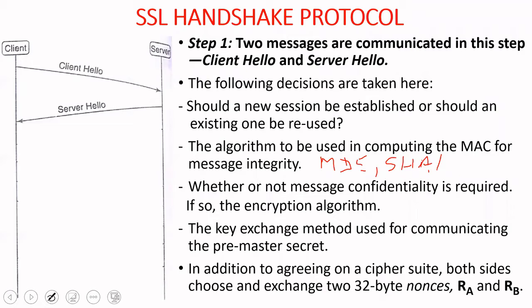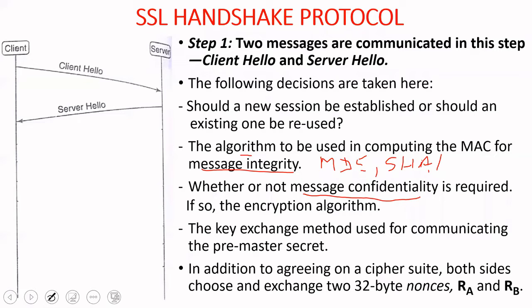Next, it has to decide whether or not message confidentiality is required. If message confidentiality is required, then what is the encryption algorithm that we are going to use? The encryption algorithm could be DES, triple DES, AES or RC4. Also, it should decide on what the key length should be. So it decides on the algorithm to be used for message authentication, and on the message confidentiality algorithm and the key length.